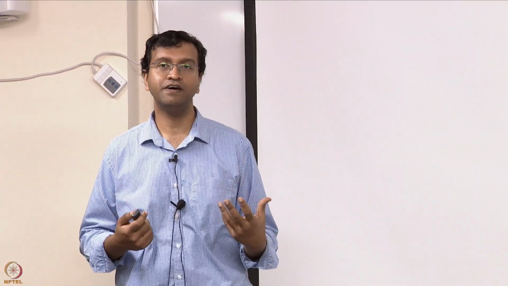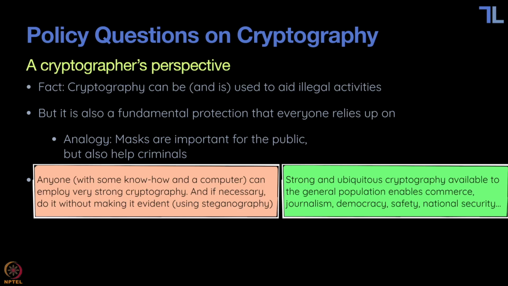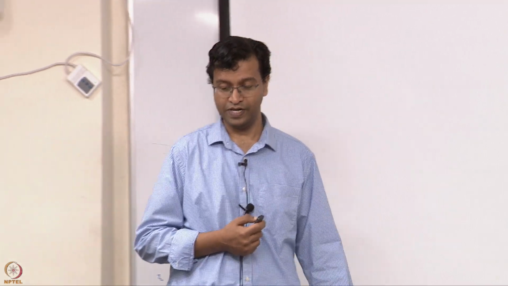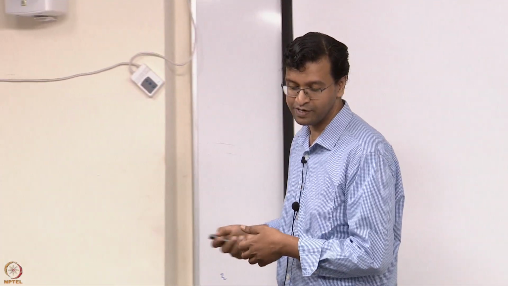Just like that T-shirt was there, anyone with some amount of know-how can employ strong cryptography. They can get around it, or rather get around the regulations, right? They can do it in a way that, even if it's illegal, may not be detected, so they can do it without any consequence. On the other hand, law-abiding citizens and institutions will be forced to not use strong cryptography.